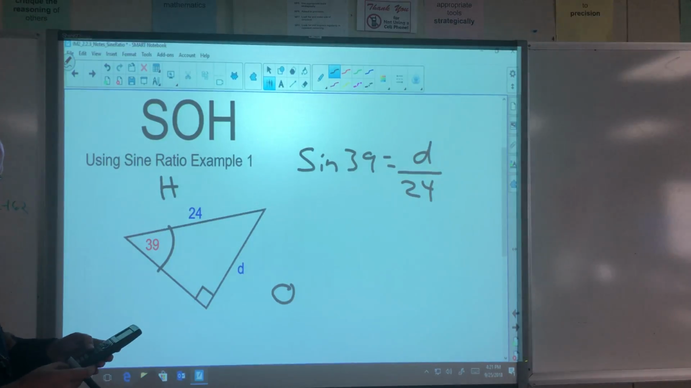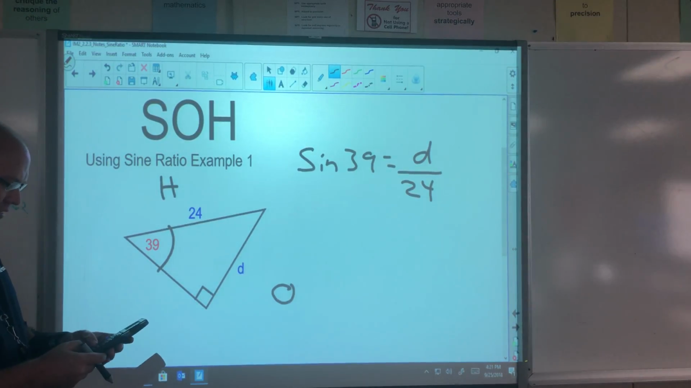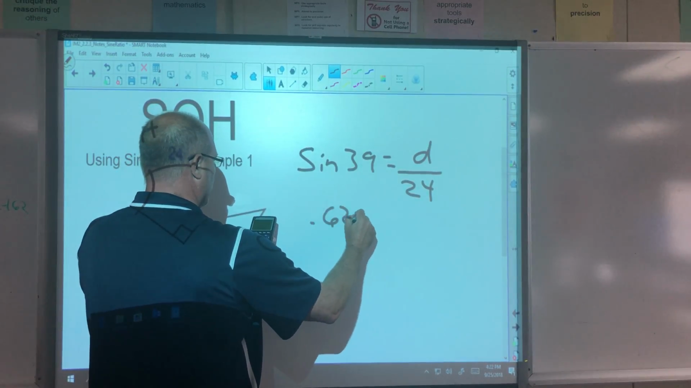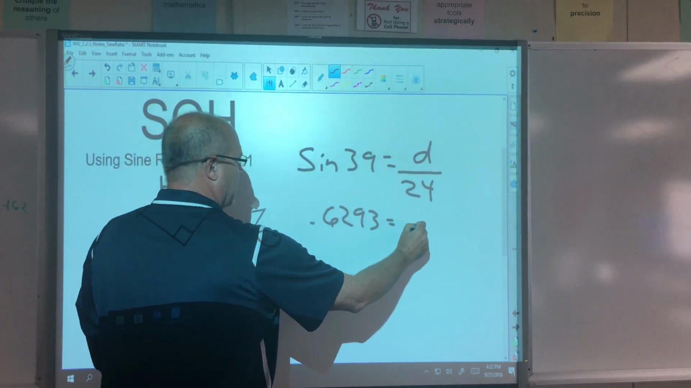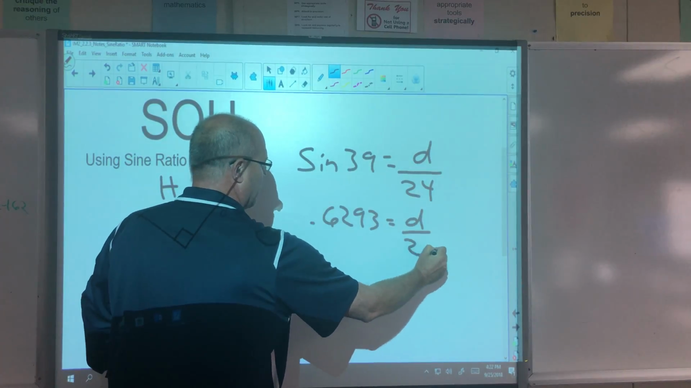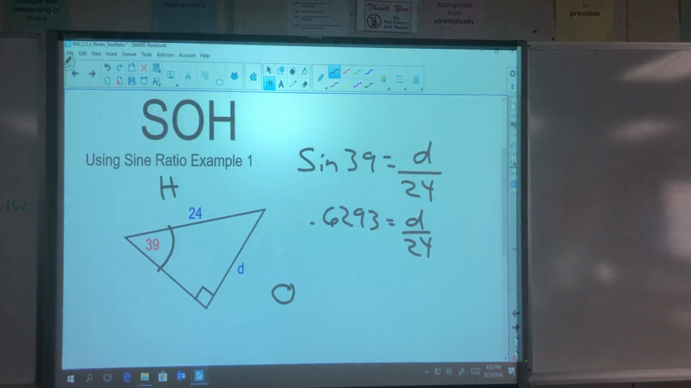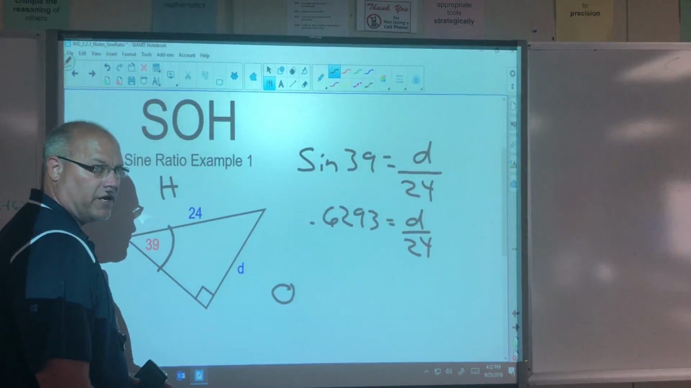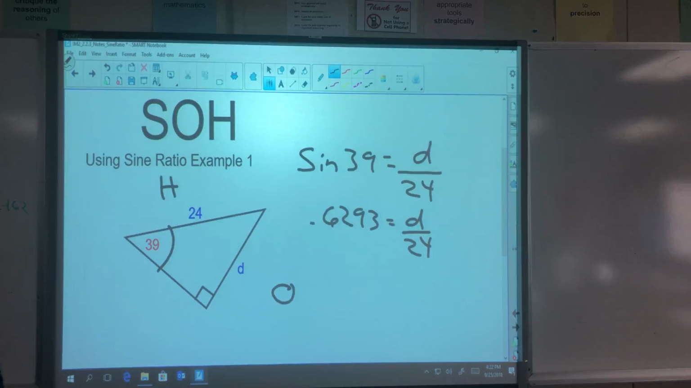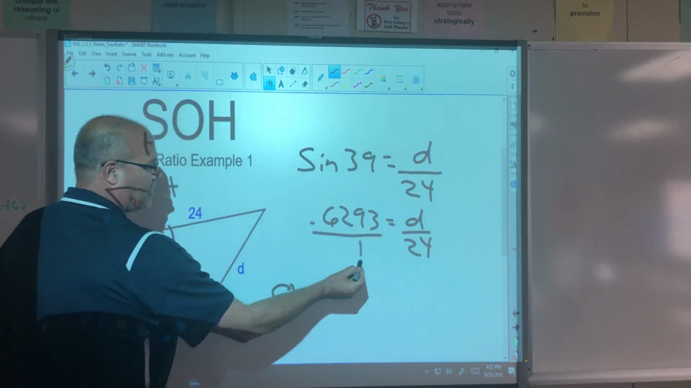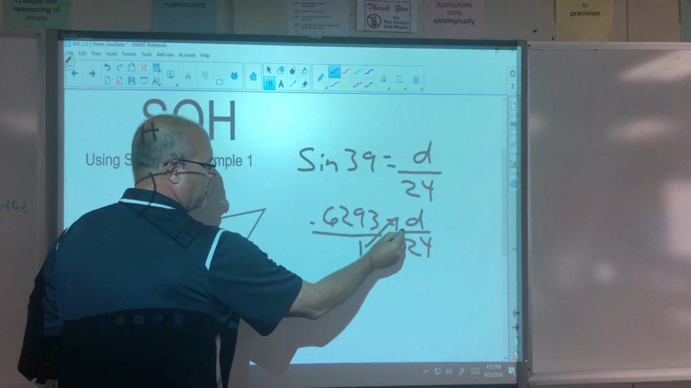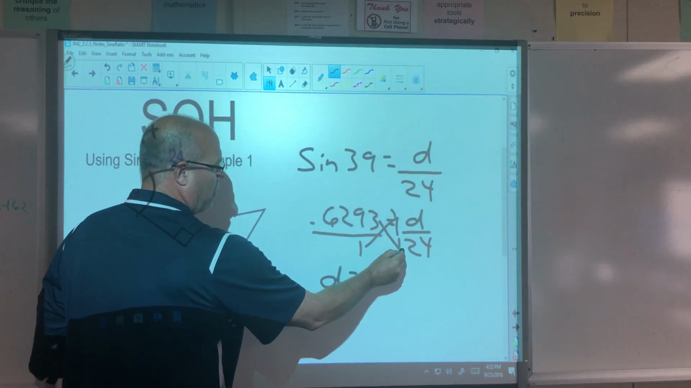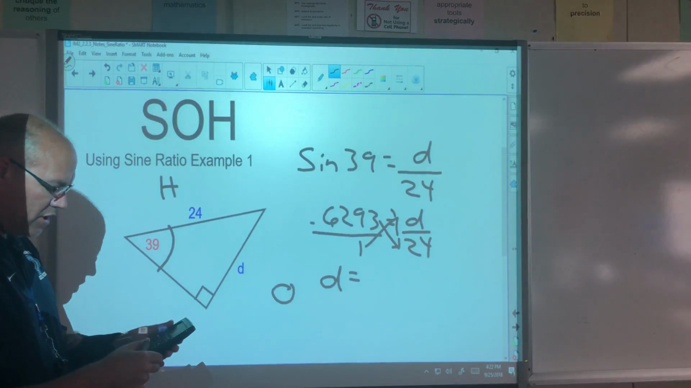Make sure your calculator's in degree mode. Sine of 39, I get 0.6293 equals D over 24. So if I solve this as an algebraic equation, I simply multiply both sides by 24 to get D by itself. Or we can set it up as a proportion, and I cross multiply. I get D equals 24 times 0.6293.